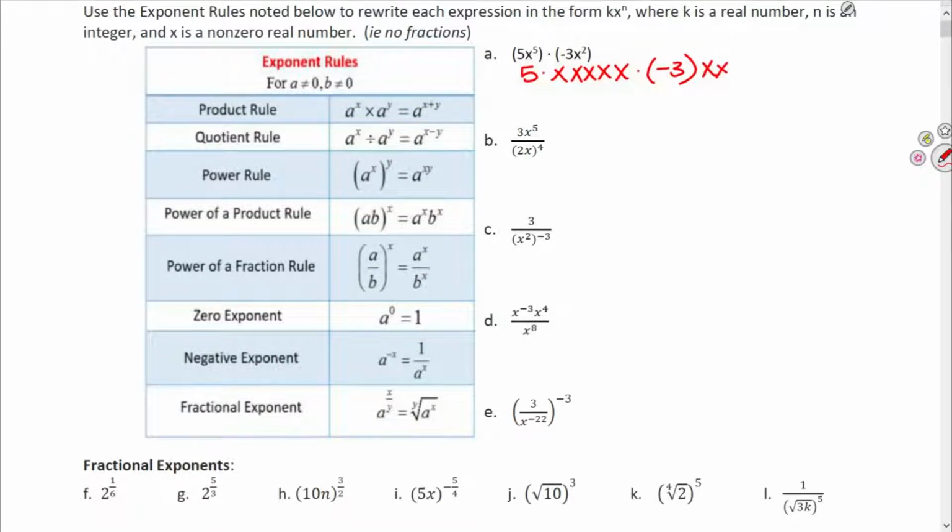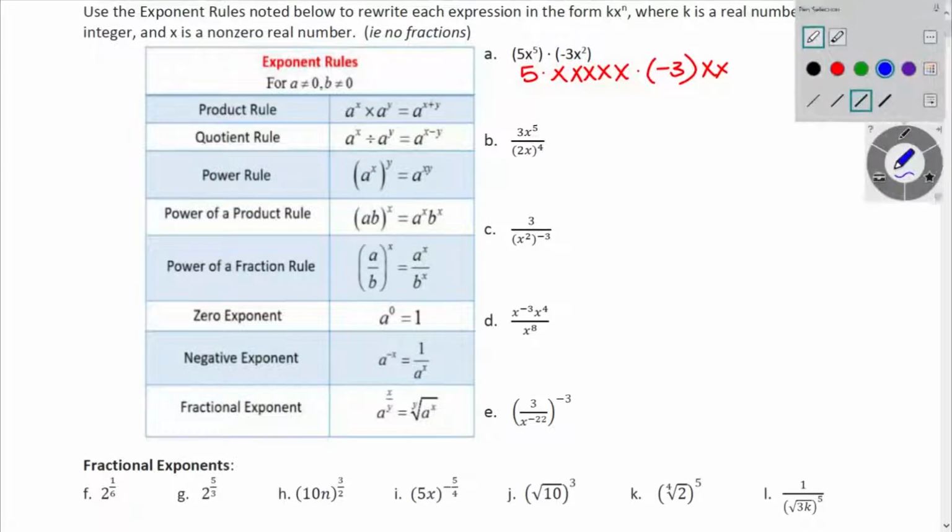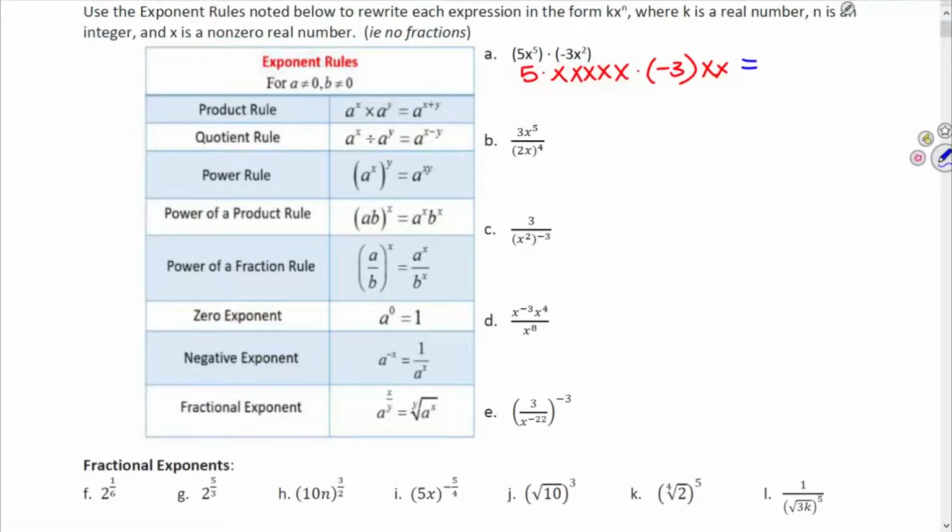Now multiplication is commutative, which means the order doesn't matter, and I can rearrange the order as I want. So I have 5 times negative 3, which is negative 15. And then I have x times itself how many times? Well, I have 5 plus 2 more, so x to the 7th power. And this is what I get.